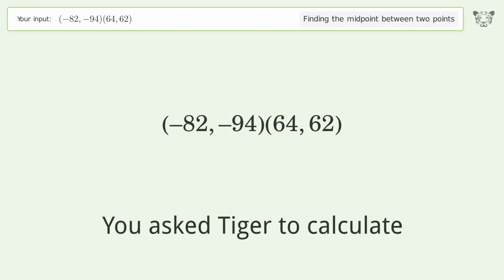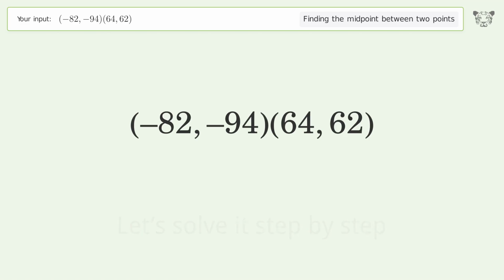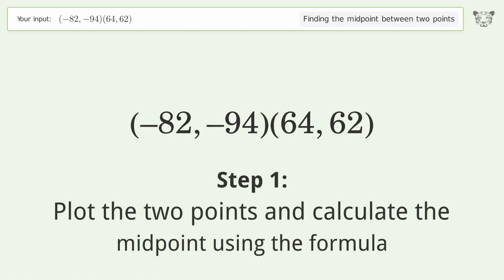You ask Tiger to calculate. This deals with finding the midpoint between 2 points. The midpoint between the 2 points is -9, -16. Let's solve it step by step. Plot the 2 points and calculate the midpoint using the formula.